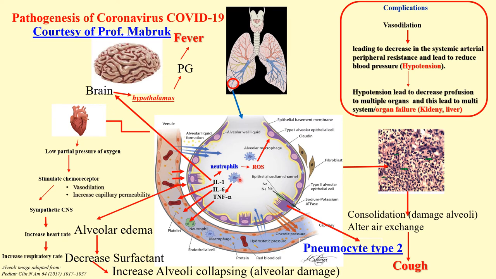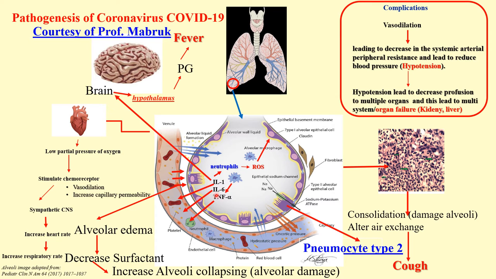You see the macrophages here, okay? And these macrophages will release what we call inflammatory mediators, like interleukin 1, interleukin 6, and tumor necrosis factor. So, as I mentioned, the damage or the replication of the virus inside the pneumocyte type 2 will attract macrophages. The macrophages will release inflammatory mediators like interleukin 1, interleukin 6, and tumor necrosis factor. These we call inflammatory mediators.